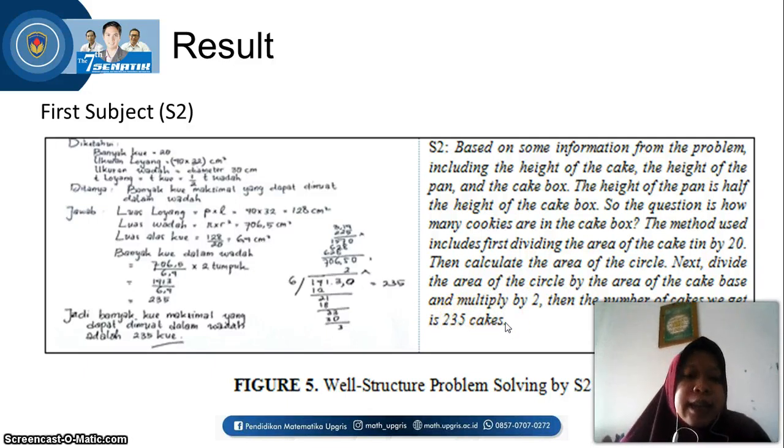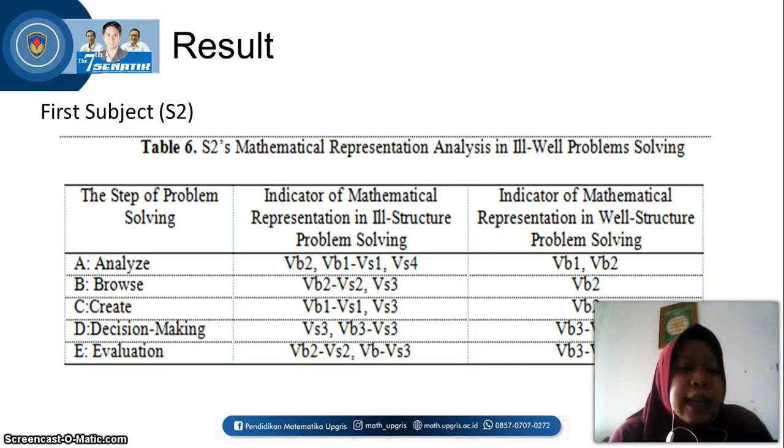235 cakes. Analyzing the indicators for the analyze step in the ill-structured problem, he showed visual to visual, and then verbal in the first. So he showed verbal and visual in the analyze stage. But in the well-structured problem, he only showed verbal in the analyze stage. In the prose stage, he showed verbal to visual, and then visual. But in well-structured, he only showed verbal.